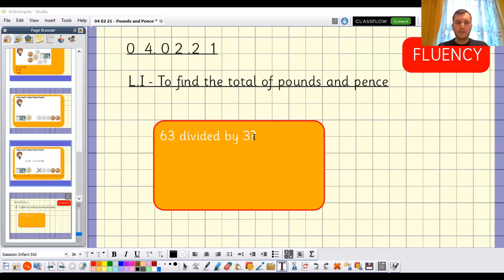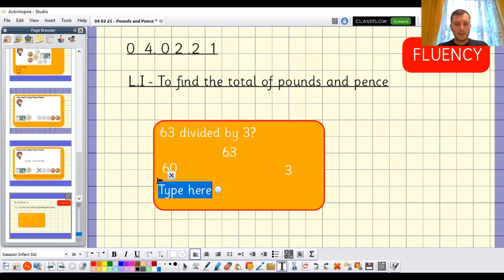To finish with, let's have a look at our Fluency finisher. 63 divided by 3. How would you solve that? Pause the video if you want to have a go, and I'll show you how I would do it. I would probably partition 63 into 60 and 3. I would then do 60 divided by 3 equals 20. I'm going to make that a bit smaller so I can squeeze the other one in. And 3 divided by 3 is equal to 1.